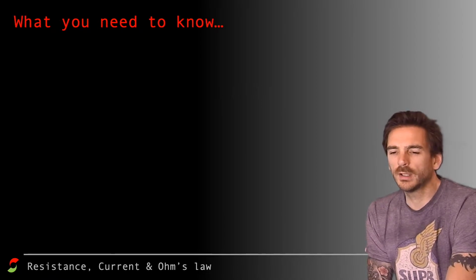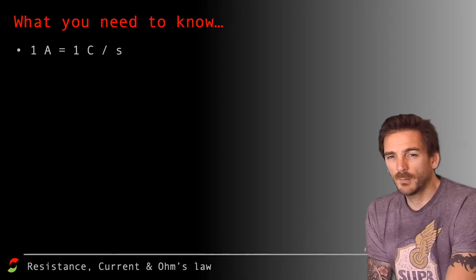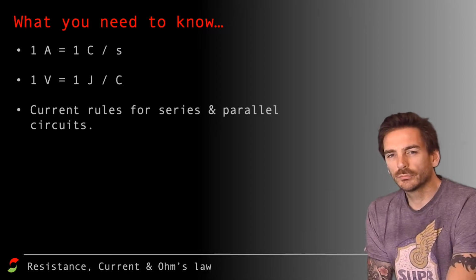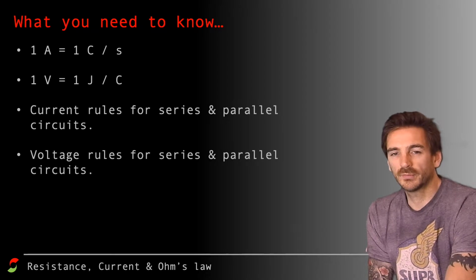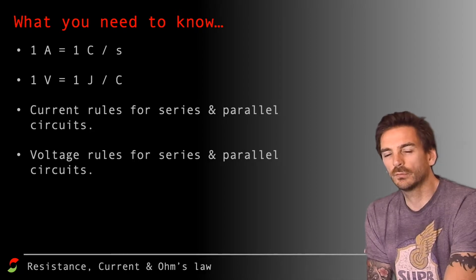What you need to know to make the most out of this lesson is to have an idea about what current is, also about voltage, and the rules for current in series and parallel circuits, along with rules for potential or voltage in series and parallel circuits as well. And if you're unsure about any of those, don't forget to check out other videos on the channel to help you get up to speed on those before you progress through this lesson.